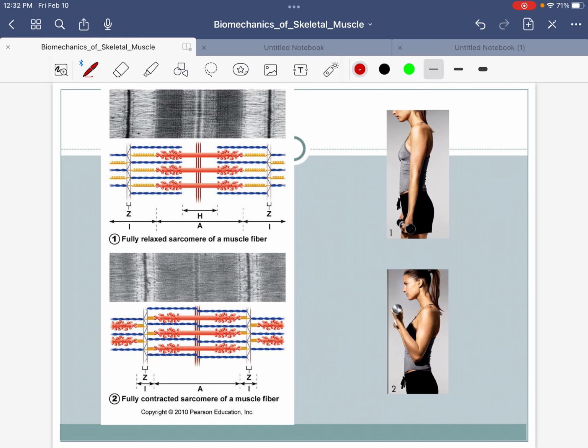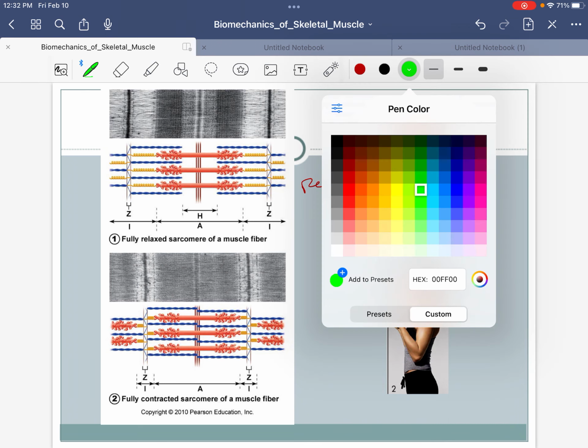We already know that when a muscle contracts, the myofilaments slide past each other. So here on the top is a relaxed sarcomere where the actin and myosin have a space between them. Let's go with it.